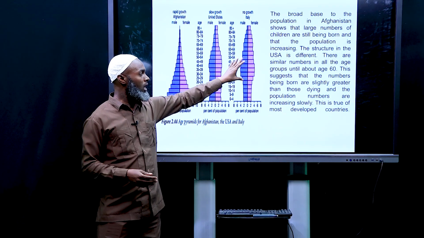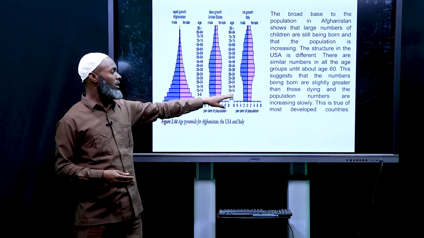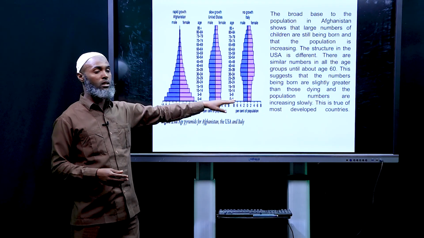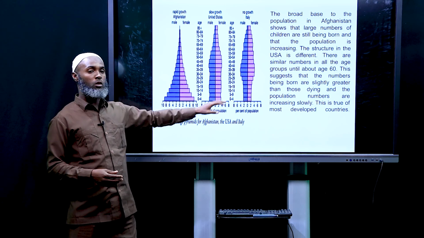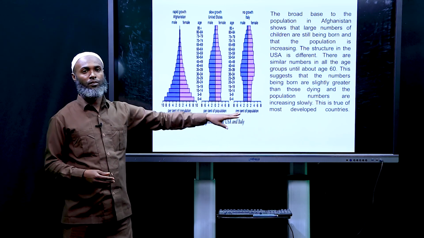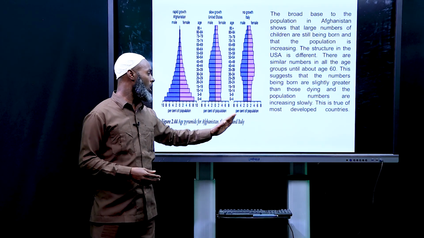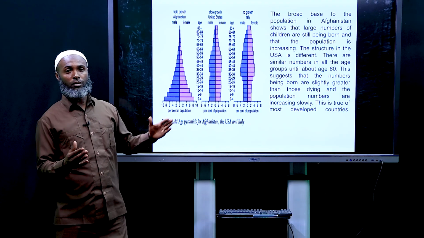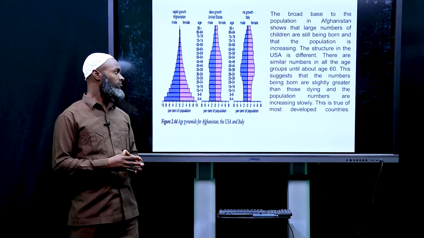This suggests that the number born is slightly greater than the number dying, and the population is increasing slowly. There is a slow increase. This is true in developed countries. So Afghanistan is a developing country, and these two are developed countries. The scenario in developing and developed countries is different.